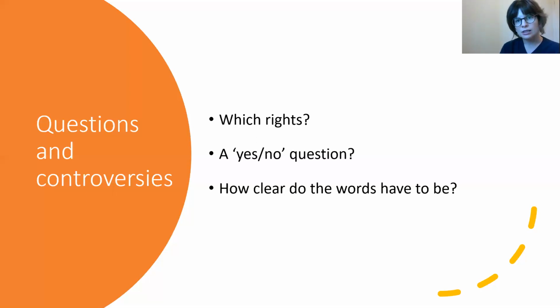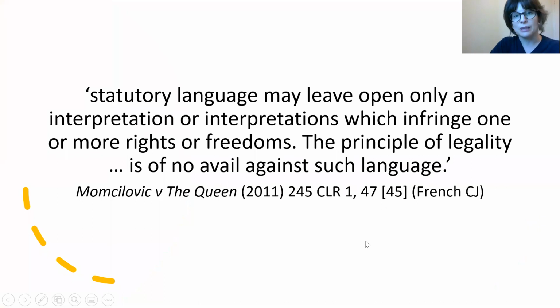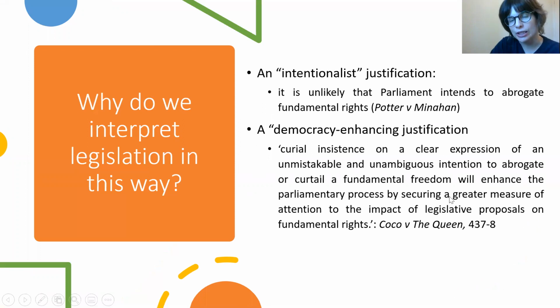And the third question is, how clear do the words have to be to rebut this presumption and abrogate the common law right or freedom? In a nutshell, I would say that the words have to be very clear. And you see here this quote from Coco and the Queen that really sums up the orthodox position, which is we require a clear expression of an unmistakable and unambiguous intention. So as Justice Kiefel said in the case of Lee and Crime Commission, that is not a low standard. It is not a low bar. We are looking typically for express words, so you can actually point to something in the statute that abrogates the common law and leaves no room for doubt, makes it very, very clear that yes, Parliament wanted to limit the common law right or freedom in this circumstance.